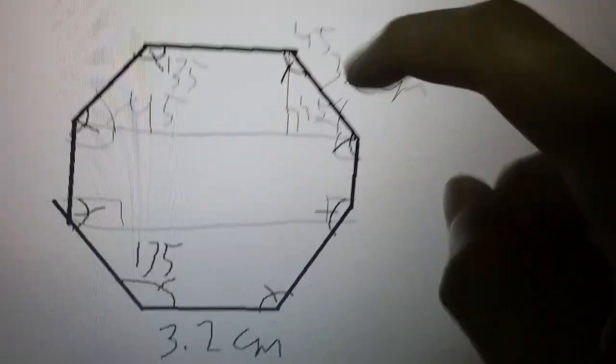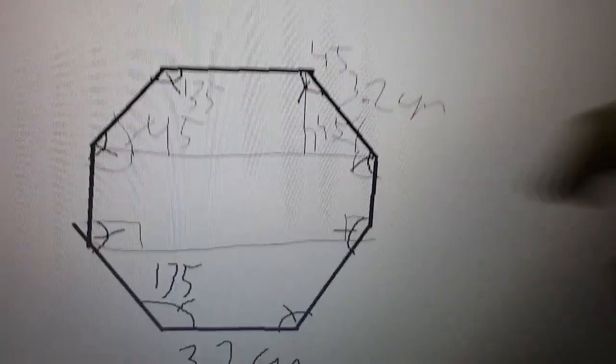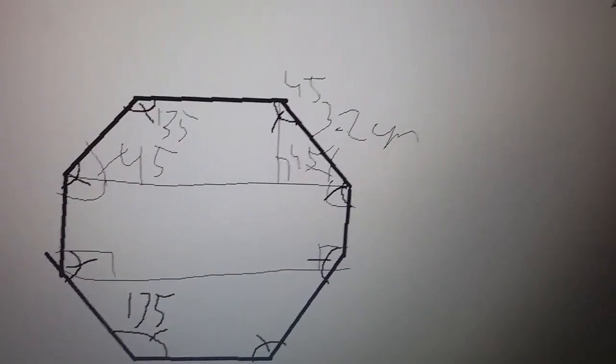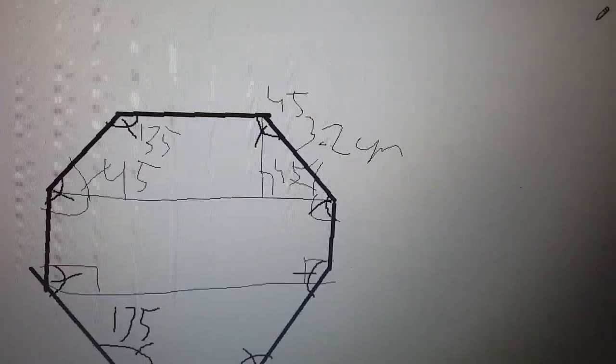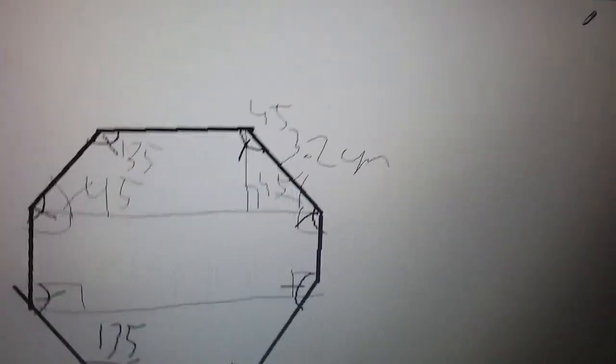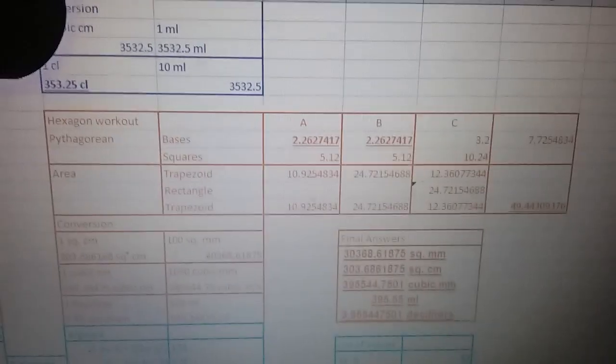Remember, these have the same measure. And then this one's divided by the square root of 2. So therefore, ganito yung nangyari. It's 3.2 divided by the square root of 2. Multiply both sides by the square root of 2. Let me show you what I did in Excel na lang.